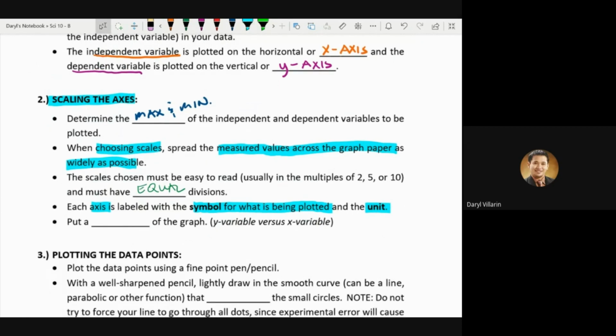And after labeling each of the axes, you need to put a title. So the title of your graph. The convention is, you just write whatever quantity is plotted along the y variable, and then you use the word versus or vs, and the quantity along your x variable. So for example, your y variable, as I mentioned earlier, is distance. So that would be distance, and then the other one is time. So simple as that. That would be your title.